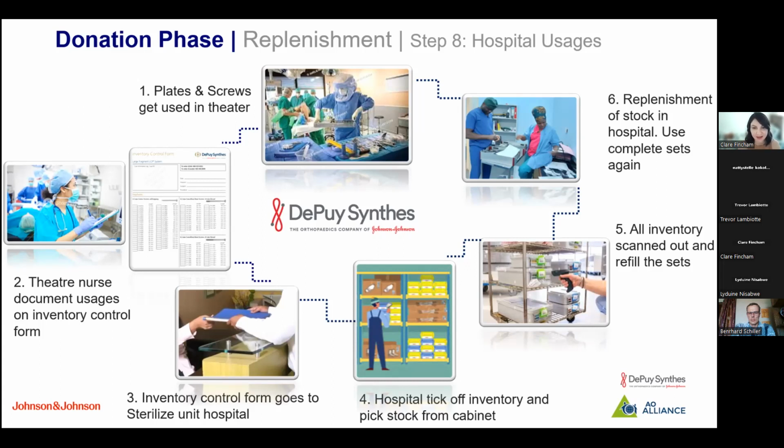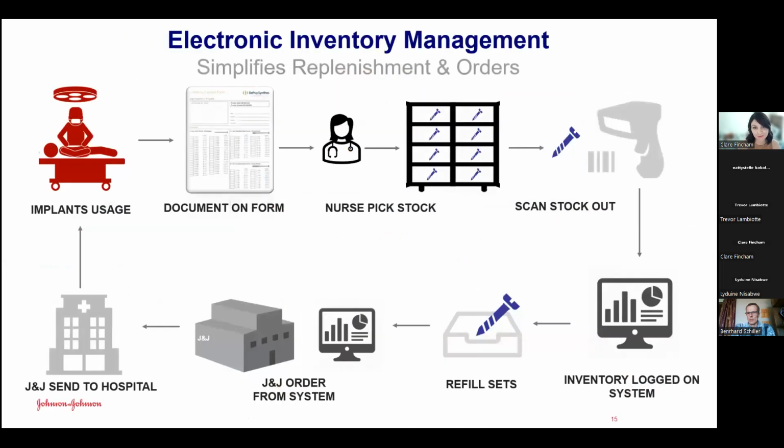They will wash that. And then the sterilization champion will go and pick the stock from the cabinet according to what the nurse wrote down in the operating theater. When the champion picks the stock, the champion will just scan out the stock, and then they will just put it back in the toolboxes. It gets sterilized again, and the surgeon will use the stuff again. So this is a very simplified breakdown of what we do.